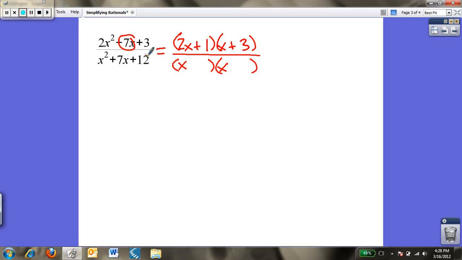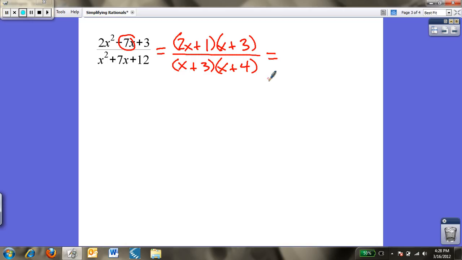1 times 12, 2 times 6, 3 times 4. In this case I'm thinking 3 times 4 because the middle term is 7x. And if this is 3 and that's 4, 3x for the inside, 4x for the outside will give me 7x over here. So it must have been x plus 3 times x plus 4.